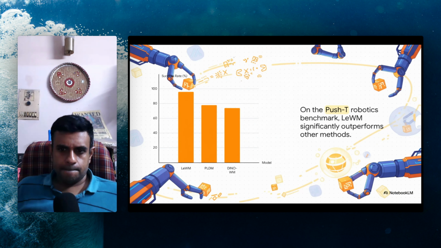But check this out, it's not just faster, it's also more effective. On the standard robotics test called the push-T task, LeM hits a 96% success rate. That blows the other methods out of the water, which proves that all that efficiency doesn't come at the cost of performance. It's the best of both worlds.